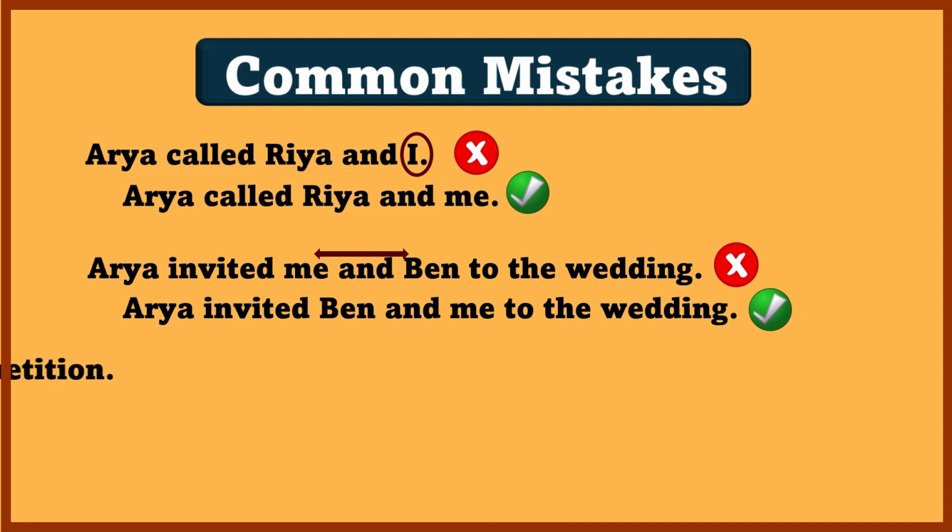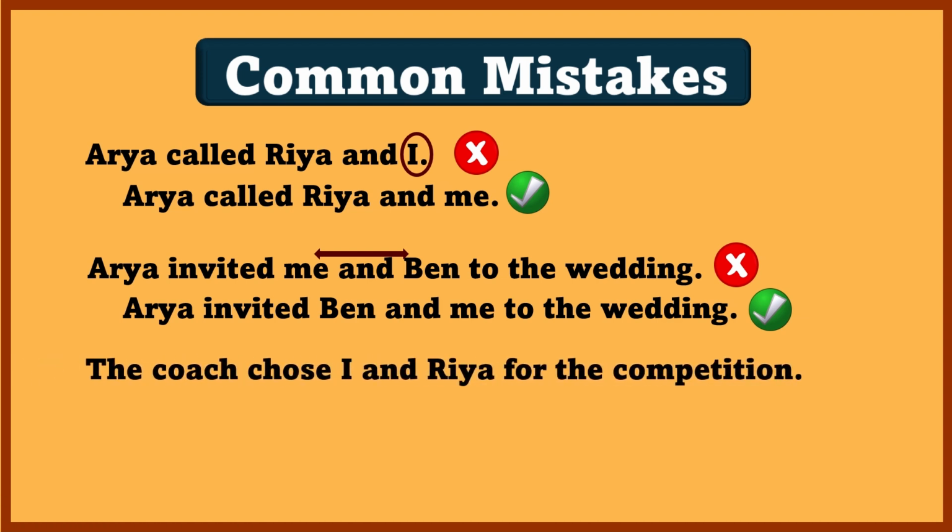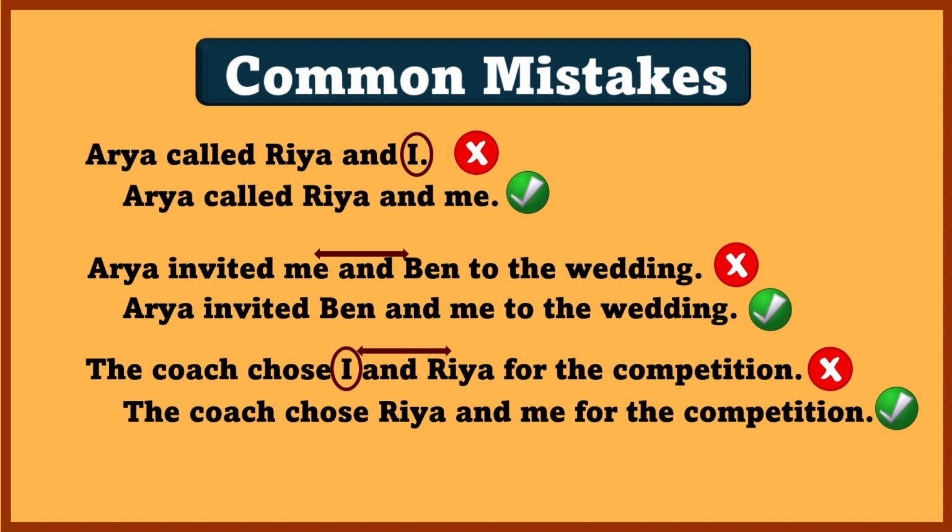Let's look at this sentence. The coach chose I and Ria for the competition. Is this correct? Hope you said no. There are two mistakes that we need to fix here. The first one is I is used as an object which is incorrect. So you have to replace I with me. And the second mistake is we have to change the order of the objects. So the correct sentence would be the coach chose Ria and me for the competition.